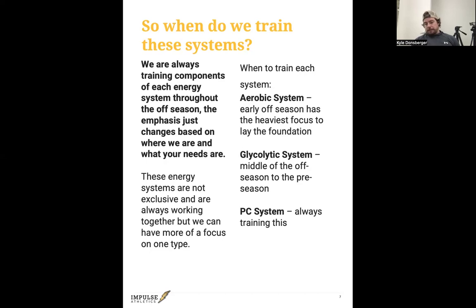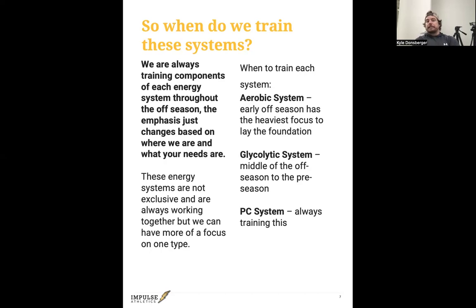For the aerobic system, you want to do something like 15, 20-minute comfortable bike ride type stuff, jogging, that sort of stuff. That's what's going to help you get there. It's got to be in that controlled pace. You want to be working on a steady state. You want to be able to maintain that state for the aerobic system.